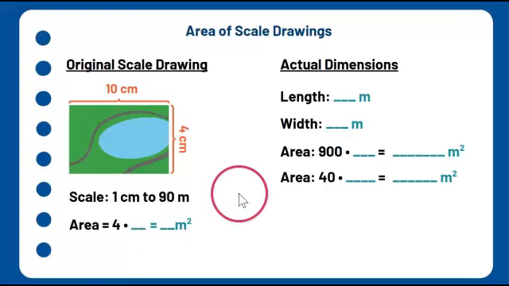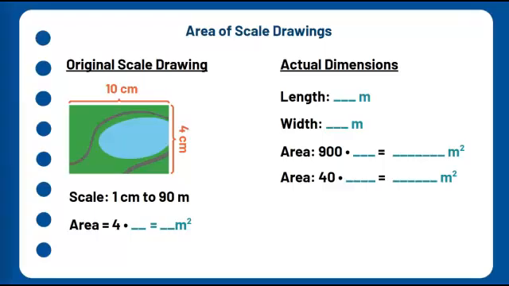However, we know the actual dimensions of the park are 900 meters of length and 360 meters of width. We can multiply the length and the width of the actual park to find the actual area. The area of the park is actually 324,000 square meters, since 900 times 360 is 324,000.